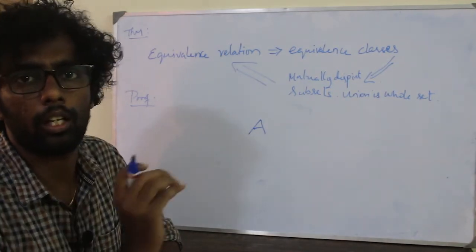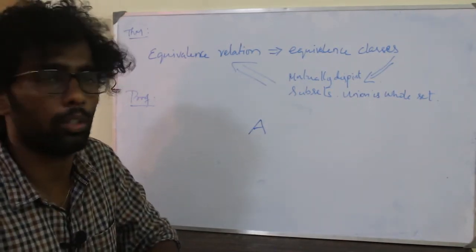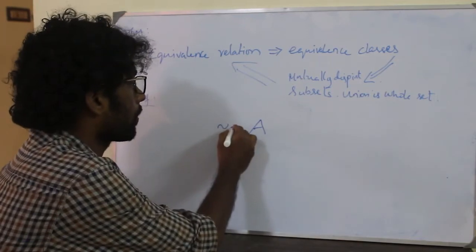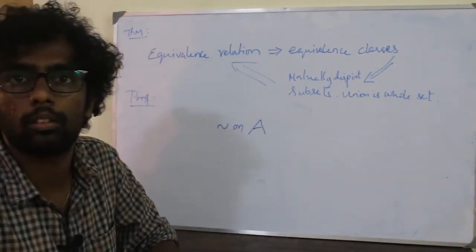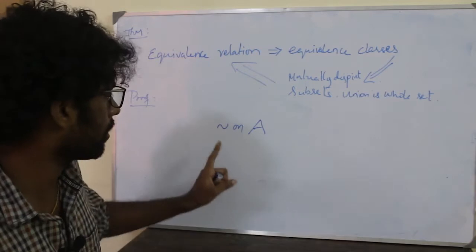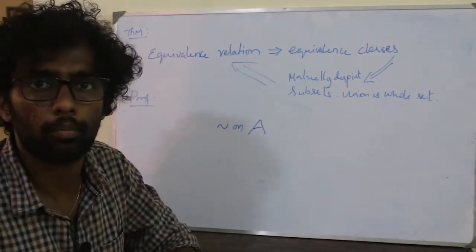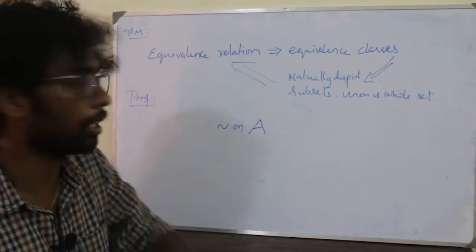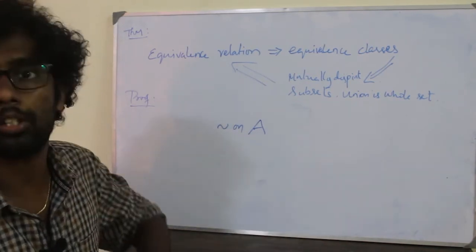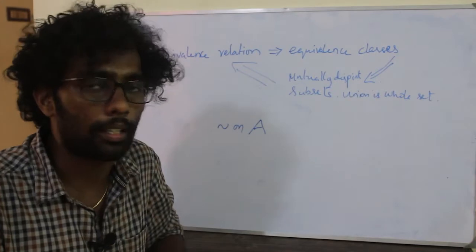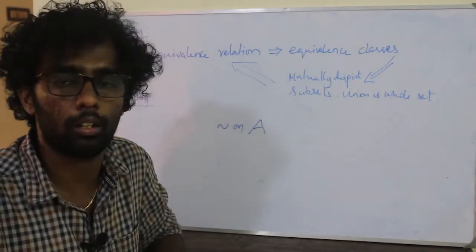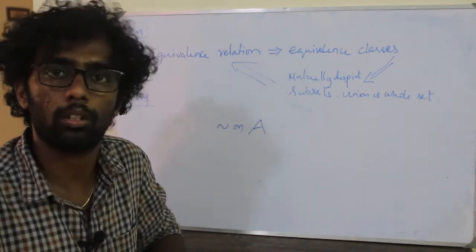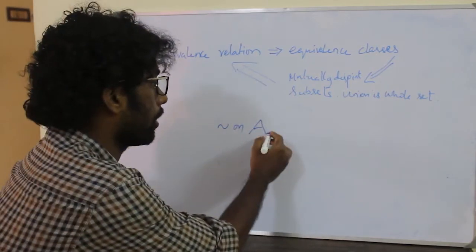Next, they are defining an equivalence relation on it, some equivalence relation tilde on A, whatever the relation will be. Then obviously we will get equivalence classes. An equivalence relation on A always induces equivalence classes, which we studied in the class examples.